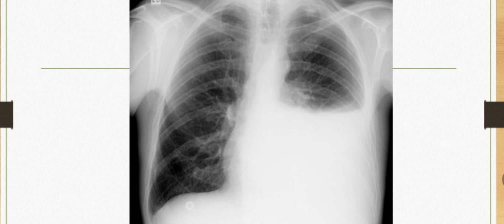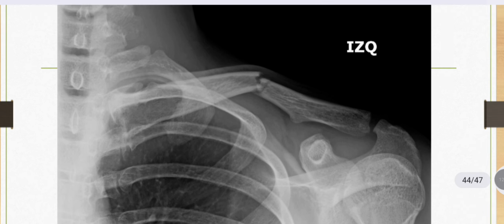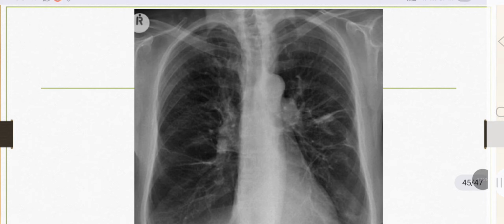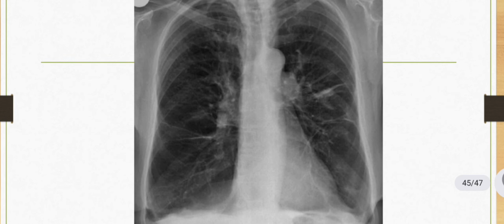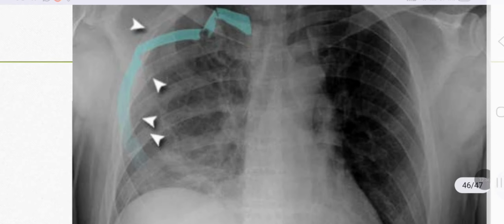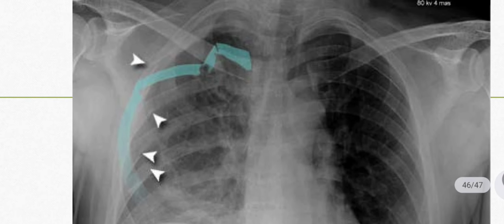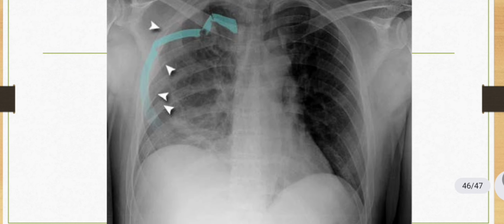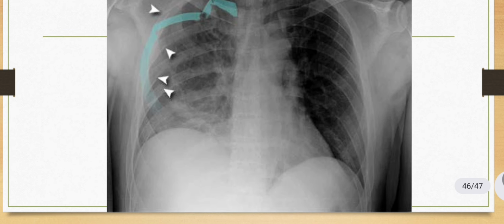In this X-ray, the left lower lobe is damaged. This chest X-ray is showing that the clavicle is fractured. This X-ray is showing infection in the lungs. This chest X-ray is showing haziness in the lungs, maybe infection, and a chest tube is placed.